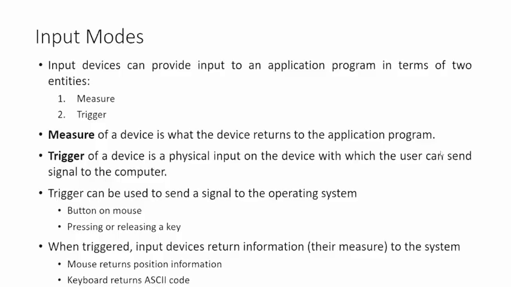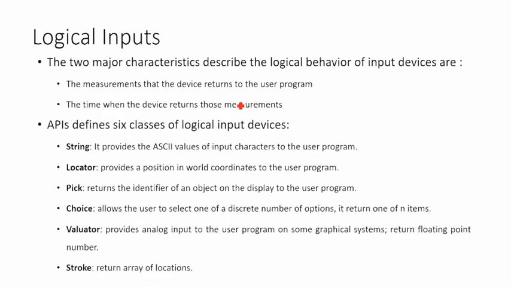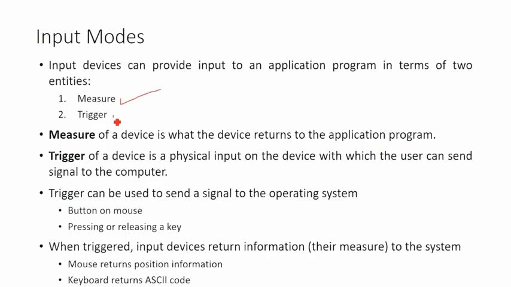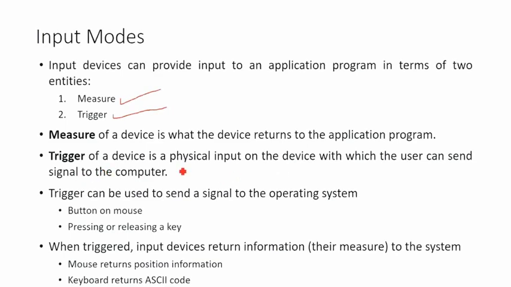Moving forward, we will look at different types of input modes, or the modes using which the application program receives the data. As I was telling, the application program can receive the logical input, and that logical input is characterized by two things. One is called the measure and the other one is called the trigger. The measure is what data the device returns to the application program, and the trigger is when the program receives the data, or when you receive the measure.